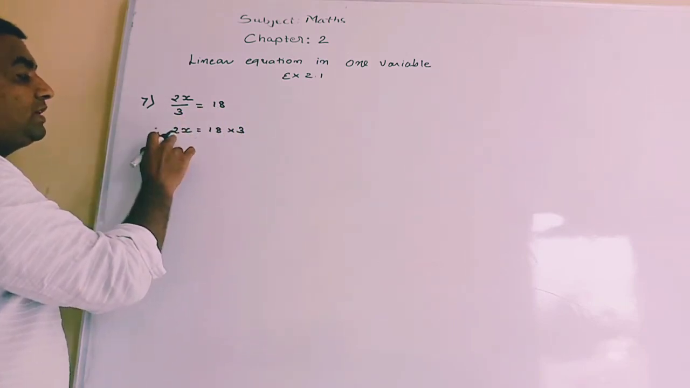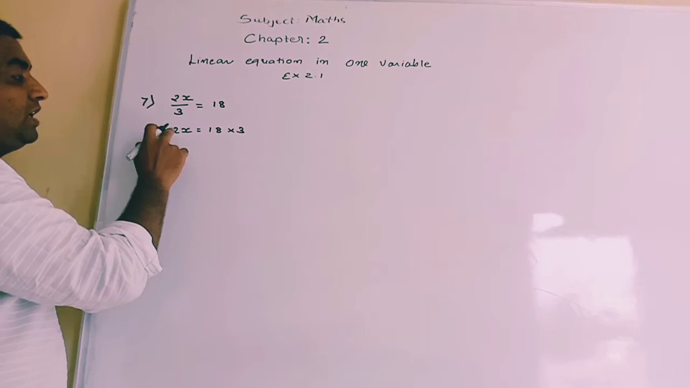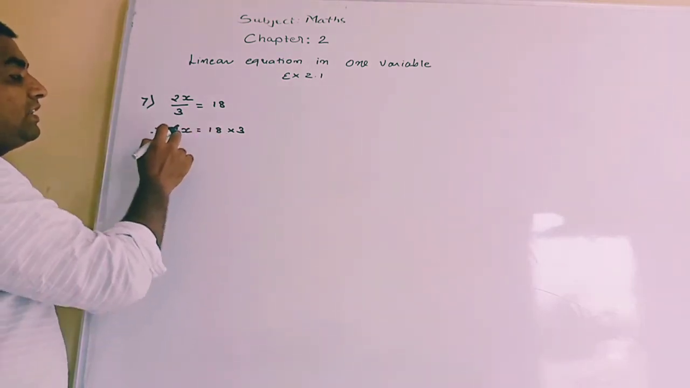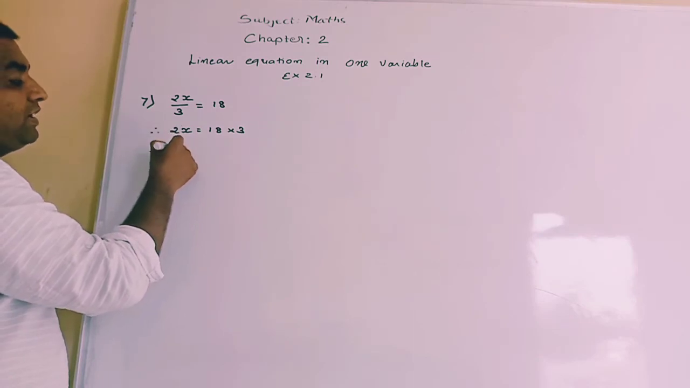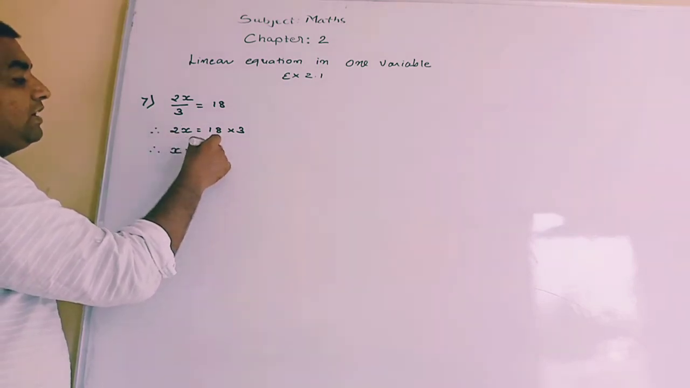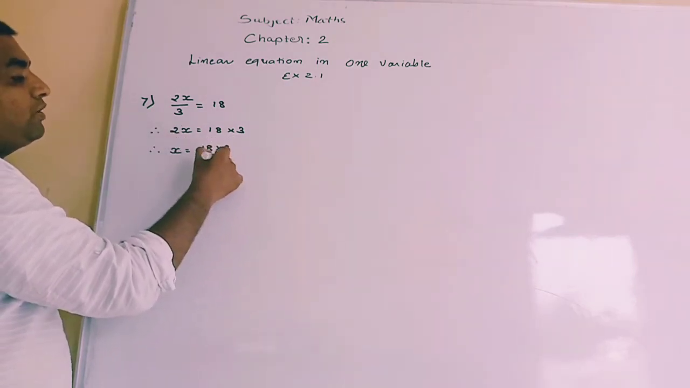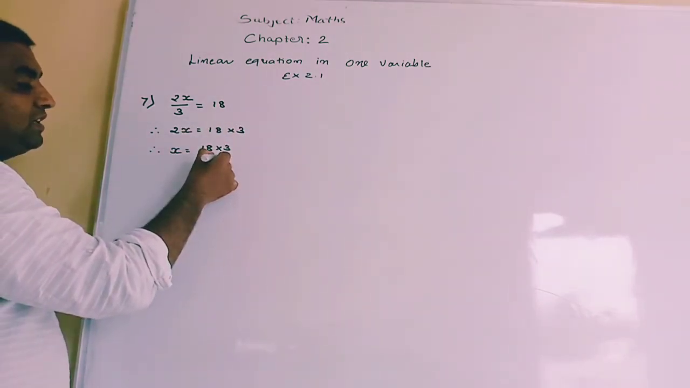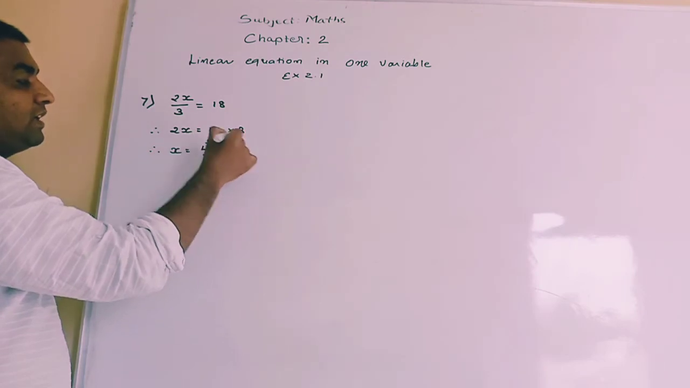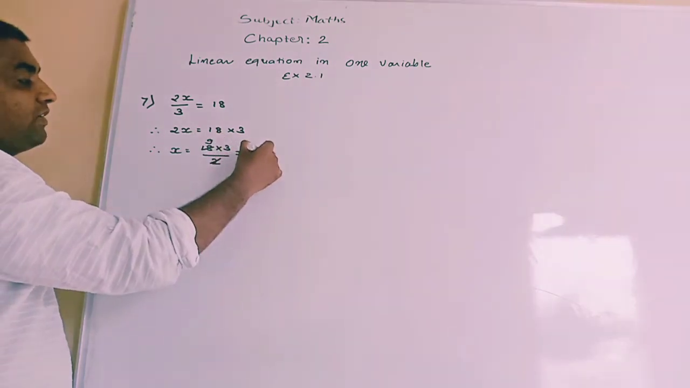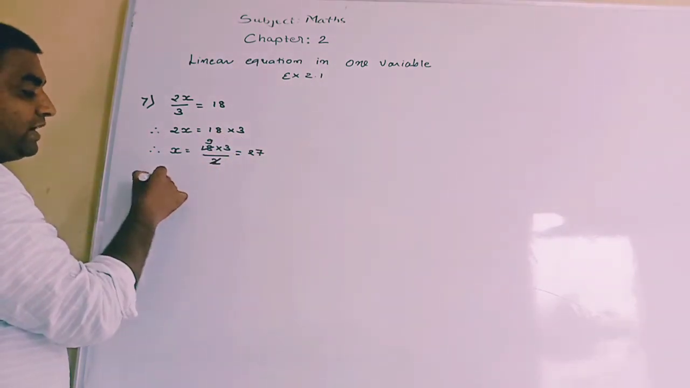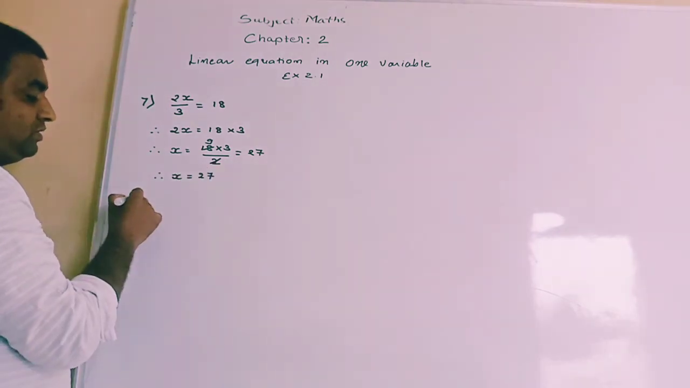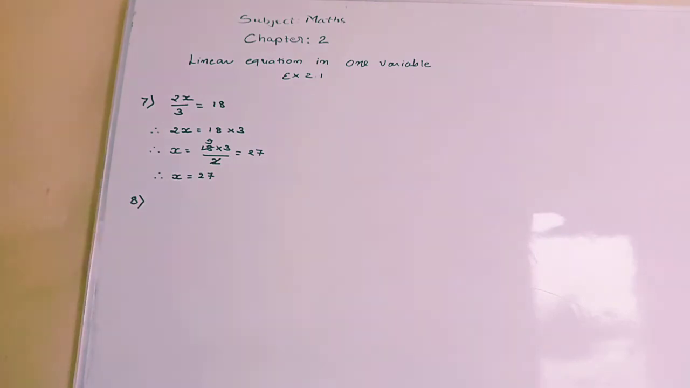Now 2 is in the multiplication relation. So from the left hand side to transfer to the right hand side, it will convert into divide relation. So 18 into 3 divided by 2. Here we will not multiply this because simplification will be easy. And so 2 9s are 18. So 9 3s are 27. And so x is equal to 27. Now we have the 8th question.